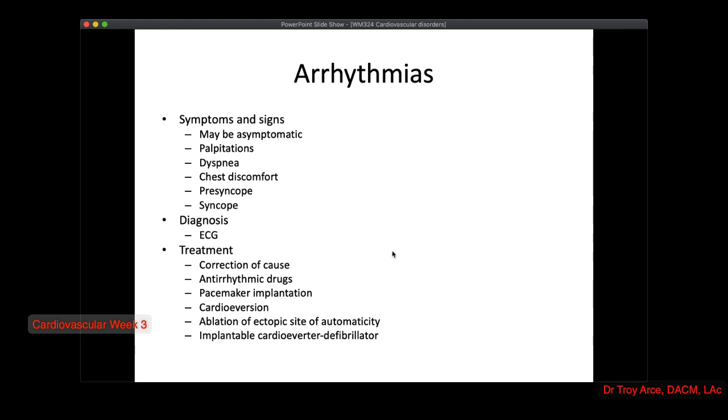The treatment, they can actually correct the cause in many cases with drugs and with electrical shock. Also, they'll use antiarrhythmic drugs, pacemaker implantation, cardioversion, ablation of ectopic site of automaticity, and implantable cardioverter defibrillators.